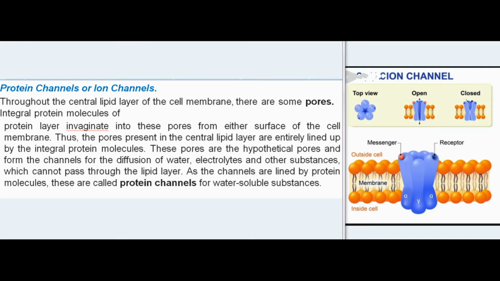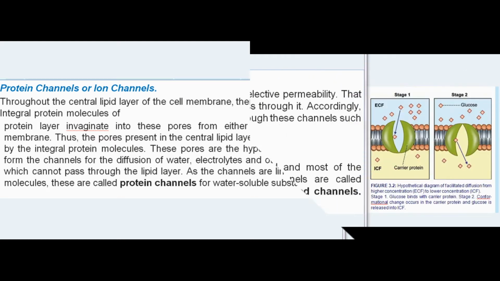Protein channels or ion channels. Throughout the central lipid layer of the cell membrane, there are some pores. Integral protein molecules of protein layer invaginate into these pores from either surface of the cell membrane. Thus, the pores present in the central lipid layer are entirely lined up by the integral protein molecules. These pores are the hypothetical pores and form the channels for the diffusion of water, electrolytes, and other substances, which cannot pass through the lipid layer. As the channels are lined by protein molecules, these are called protein channels for water-soluble substances.